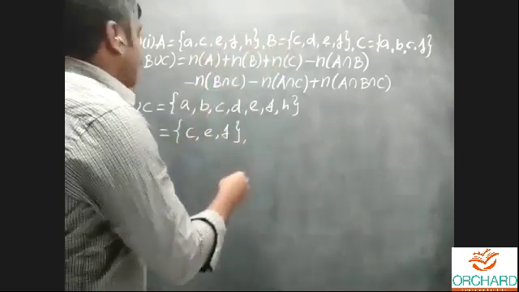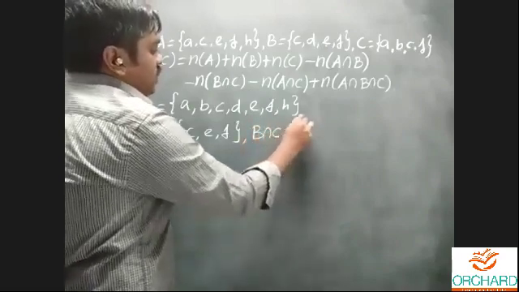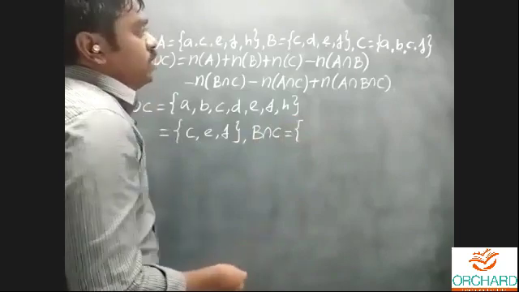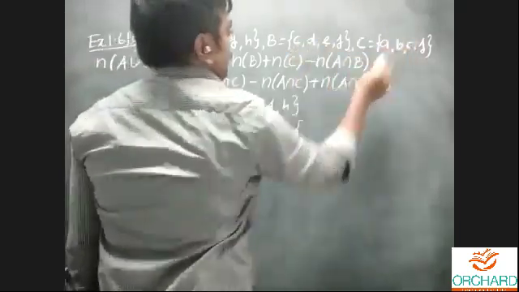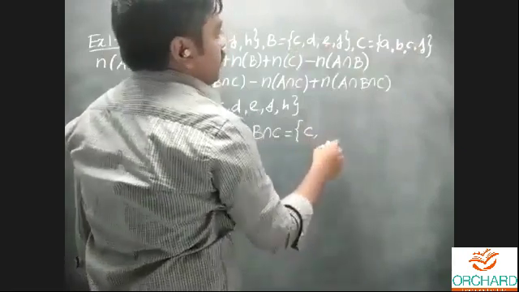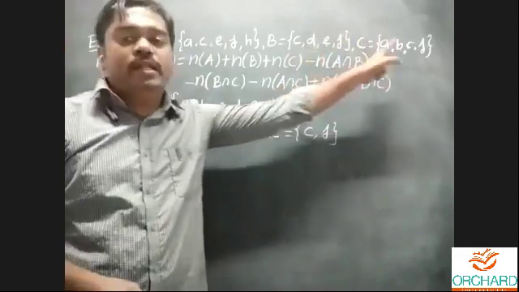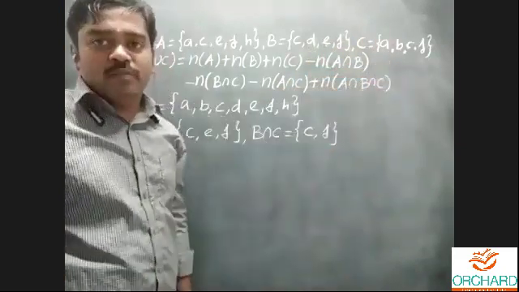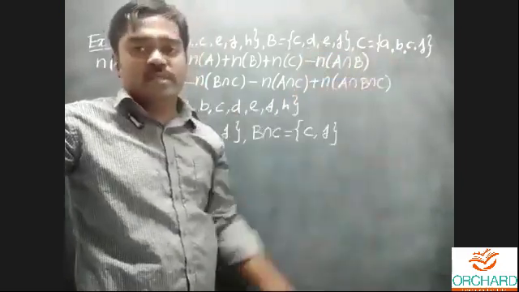Next, common between the sets B and C. B intersection C. Now we can observe C, and next is F. That's all. Only two elements are common between the sets B and C. Which elements are common for the sets B and C? C and F. Only two elements are common.